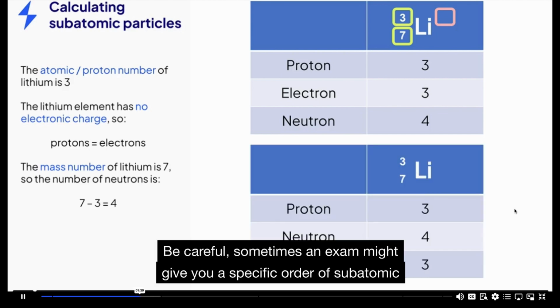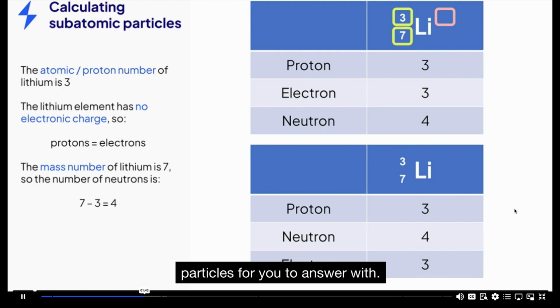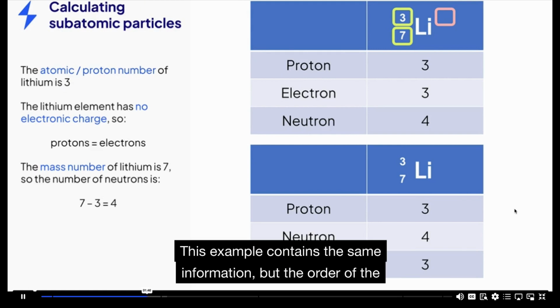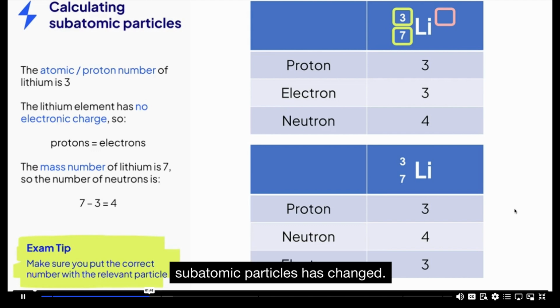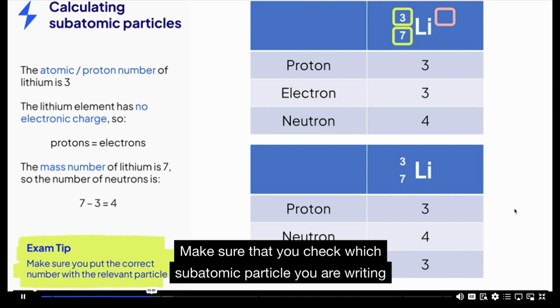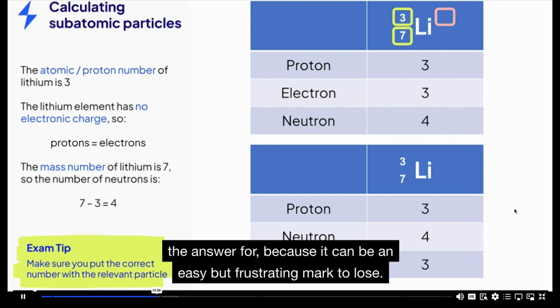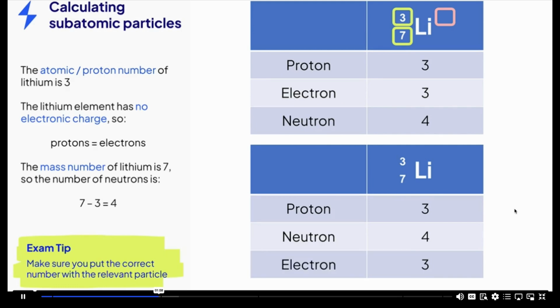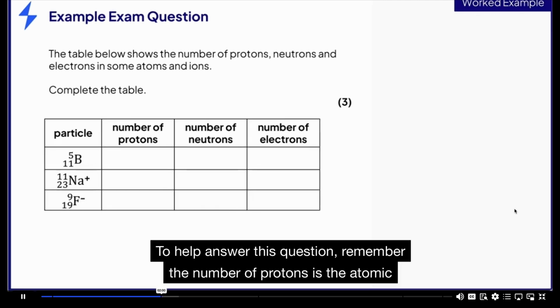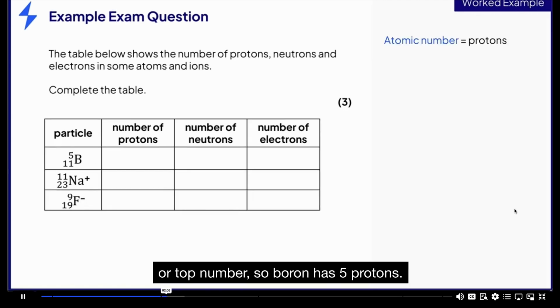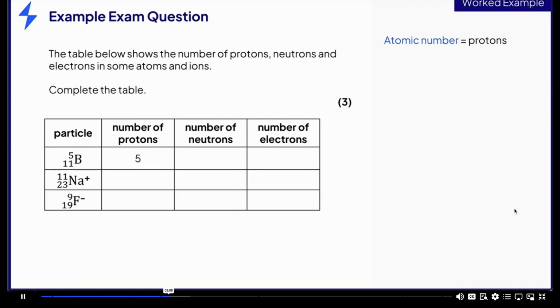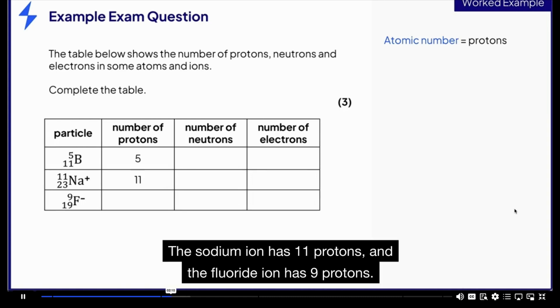Be careful. Sometimes an exam might give you a specific order of subatomic particles for you to answer with. This example contains the same information, but the order of the subatomic particles has changed. Make sure that you check which subatomic particle you are writing the answer for, because it can be an easy but frustrating mark to lose. To help answer this question, remember the number of protons is the atomic or top number. So boron has 5 protons, the sodium ion has 11 protons, and the fluoride ion has 9 protons.